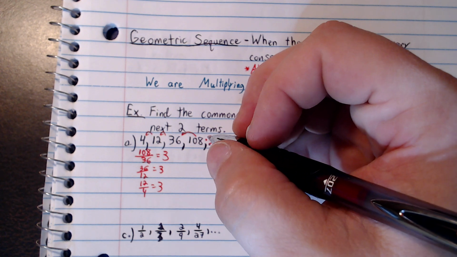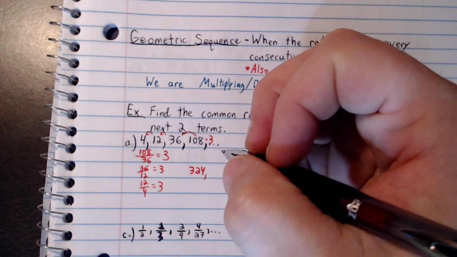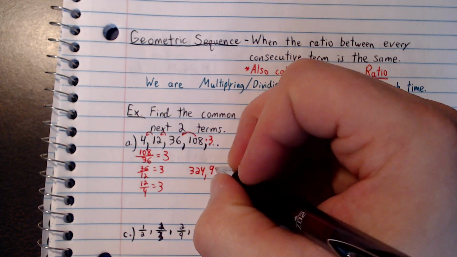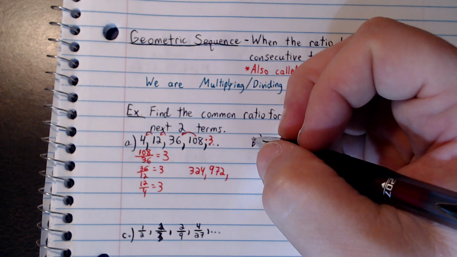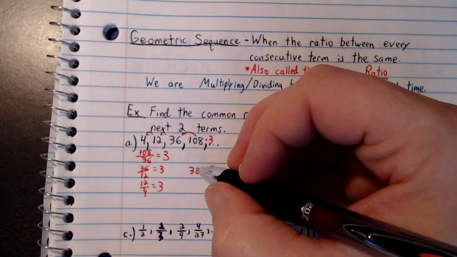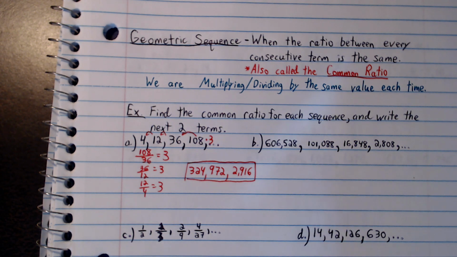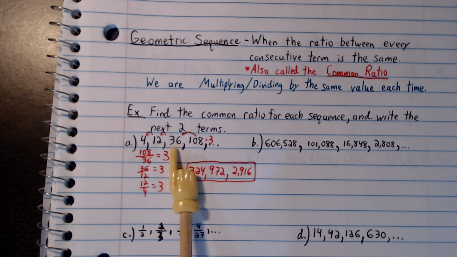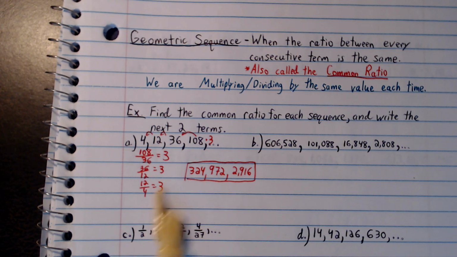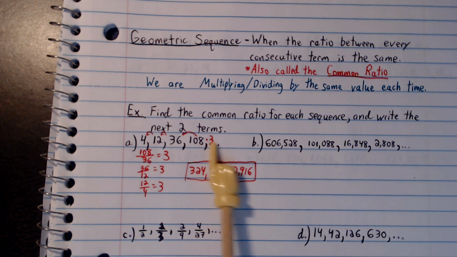So 108 times 3, we get 324, times 3 again, 972, and then times 3 again, 2,916. Okay, so pretty simple process. You take your last number divided by the previous number, make sure you get the same common ratio, right? It should be the same number every time. And if we get the same number every time, we're going to be multiplying by that amount. So 108 times 3 again, times 3 again.